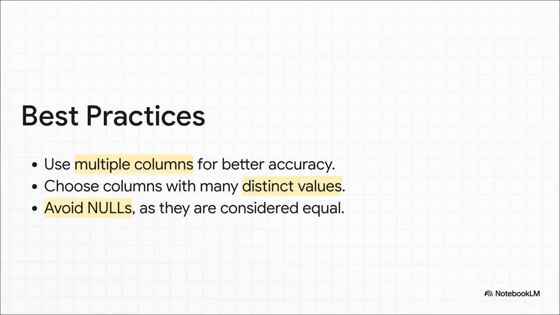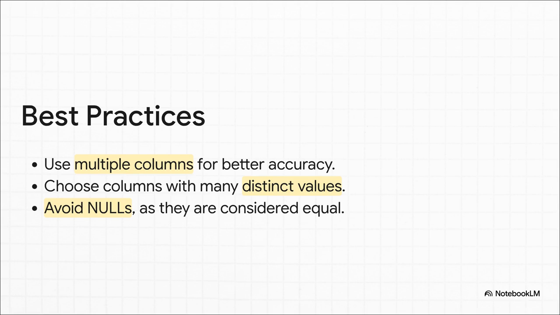Before we wrap up, the source gives a few excellent best practices. To make your matches more accurate, don't just use one column, like a name. Add another one, like a city or department. Also, choose columns that have a lot of variety. Trying to match on a column where every answer is USA isn't going to help much.